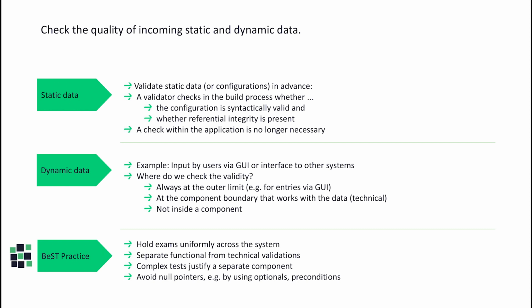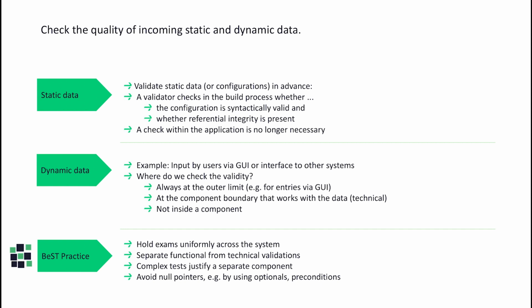Dynamic data, that is data that is not yet available at build time, I'm thinking of entries that users make while using the software, must be checked dynamically, that is at program runtime. Where should this review take place? Always at the outer limits, for example, when entering in the GUI, at the component boundaries that process the data. No further checks are then carried out within the component, as checks have already been carried out at the external borders. Best practice here is to keep the checks uniform across the system.